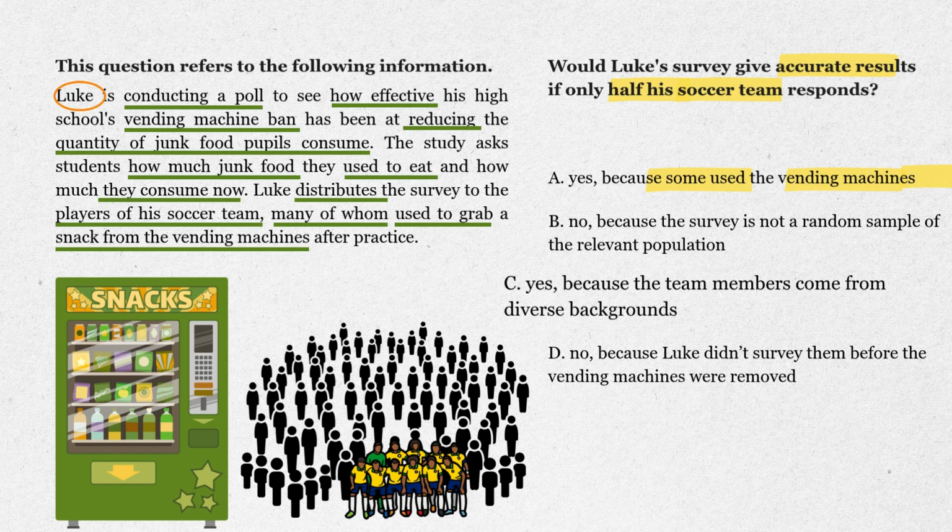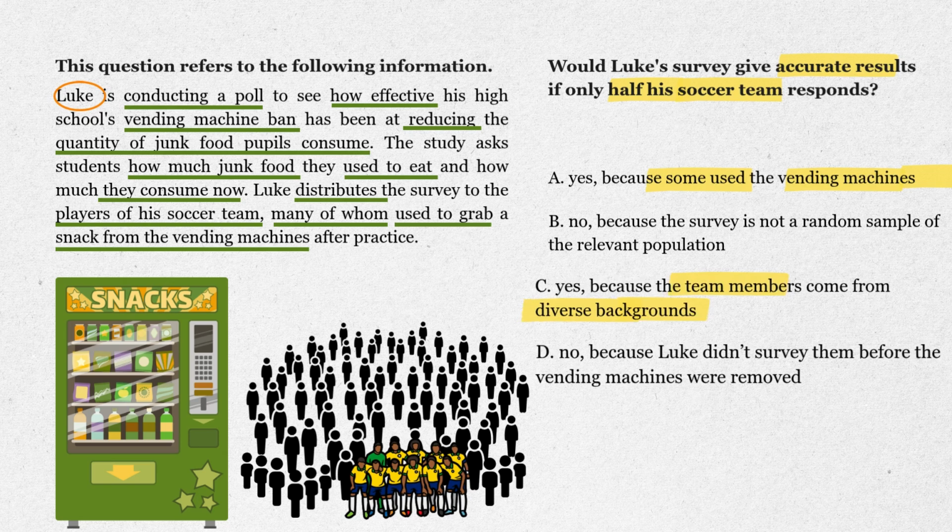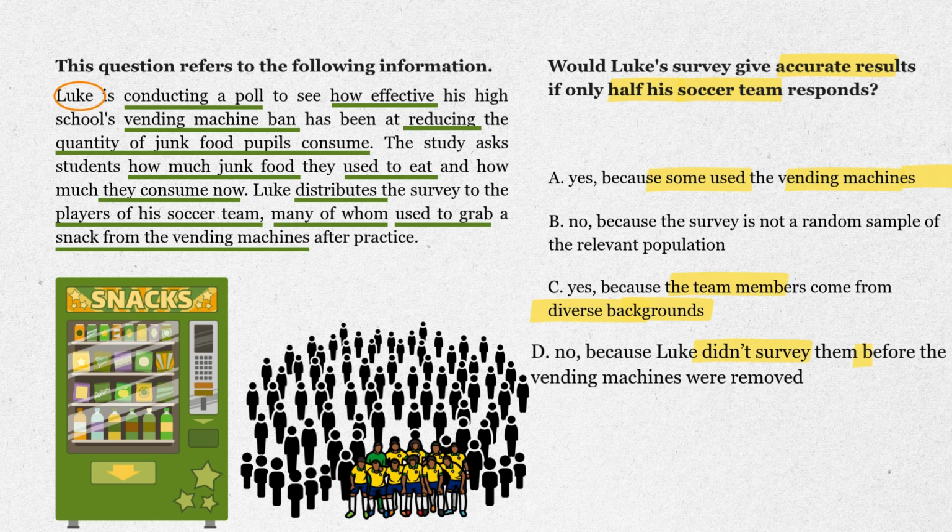C. Yes, because the team members come from diverse backgrounds. Diversity sounds good, but it's still one team. It isn't randomly selected from all students. D. No, because Luke didn't survey them before the machines were removed. Timing comparisons matter, but the questionnaire already asks about before and now. So a true pre-ban survey isn't required for this design.